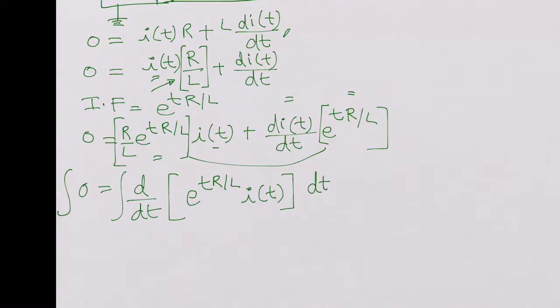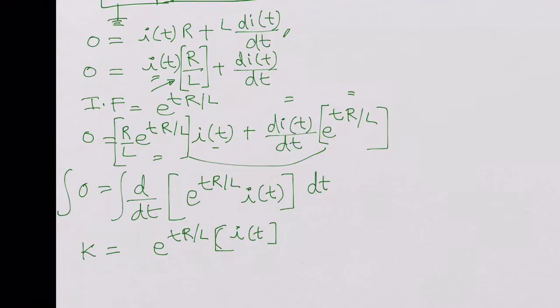So what we get is, you could put the constant anywhere. Say, let me put the constant on this side. Constant is e power t R over L multiplied by I of t. So now let's multiply both sides with e power minus t R over L to isolate I of t. So I of t becomes k times e power minus t R over L.